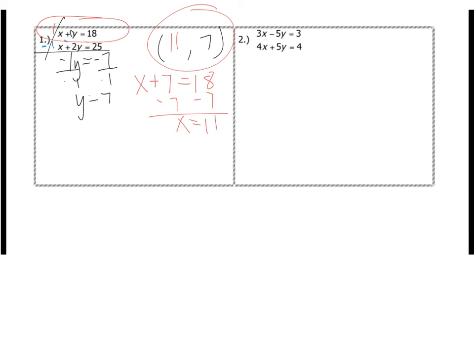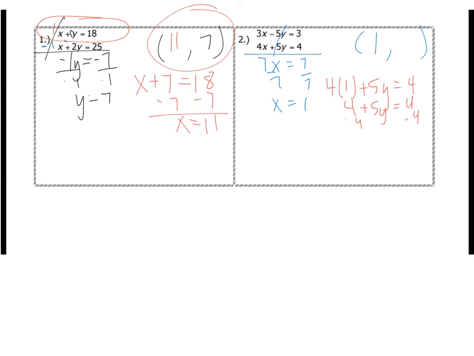The next one, the 5's eliminate because I have negative 5y and positive 5y. And now I have 7x equals 7. Divide each side by 7, and x equals 1. And we plug that in for one of them. So 4 times 1 plus 5y equals 4. So 4 plus 5y equals 4. Subtract 4 from each side, and 5y equals 0.